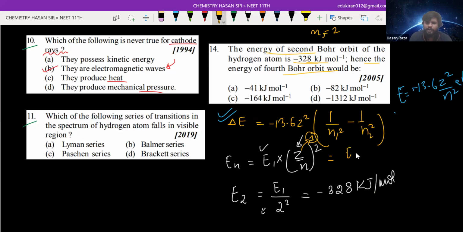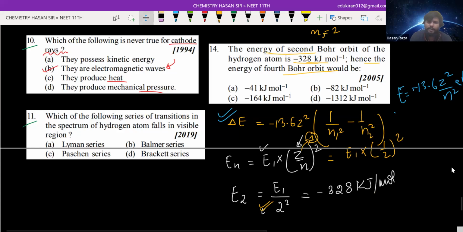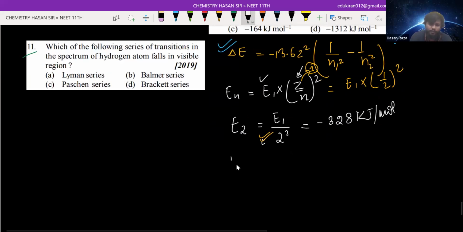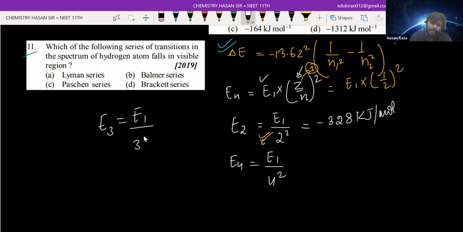So what you will get is E1 into 1 upon 2 whole square. That means we can write this, yes or no? So from here you can calculate E2. Sorry, E4 can be written as E1 upon 4 square. E3 can be written as E1 upon 3 square. Since in the question E4 has been given, that's why I wrote this.